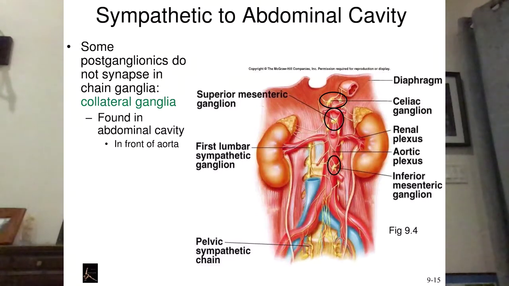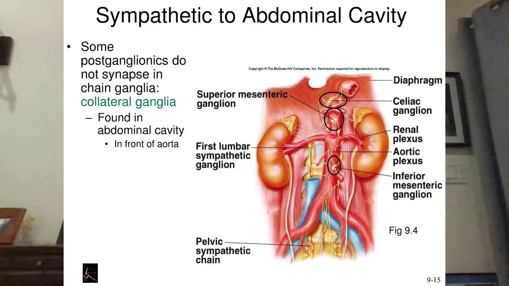So what we're going to see now is a fiber is going to travel through the sympathetic chain ganglia. It's not going to synapse there. It's going to continue and its axon is going to stretch all the way to the collateral ganglia and synapse with the postganglionic fiber there. And here's a picture in the abdominal cavity of the collateral ganglia.